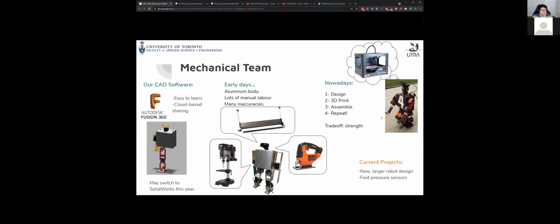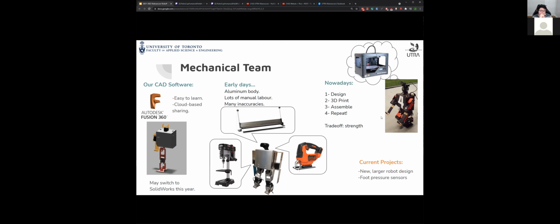I think the earlier mechanical design of the robot used aluminum metal bodies, which, as fancy as it sounds, turned out to be a lot of manual labor because we didn't have the proper metal fabrication facilities. It was very labor intensive, and it was also very inaccurate in many of the details. So that quickly became a pain for us. In our current design, which is BES, which we showed earlier, we use 3D printed parts for easier prototyping and easier manufacturing overall.